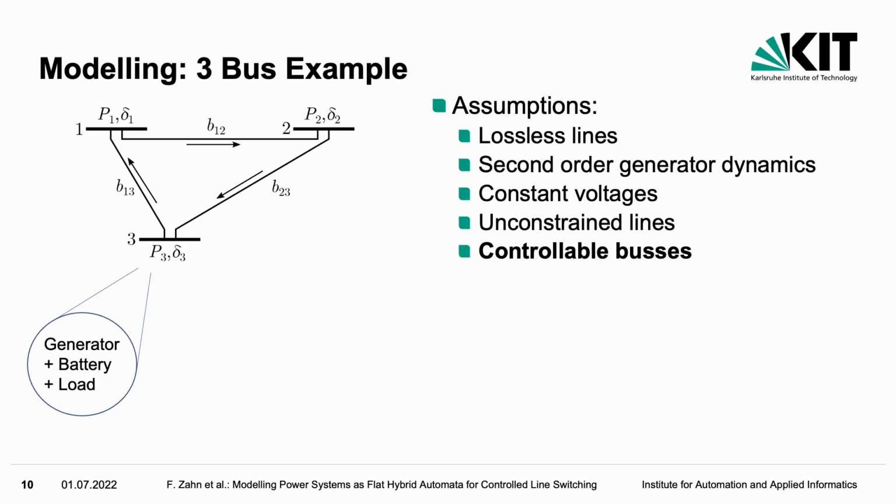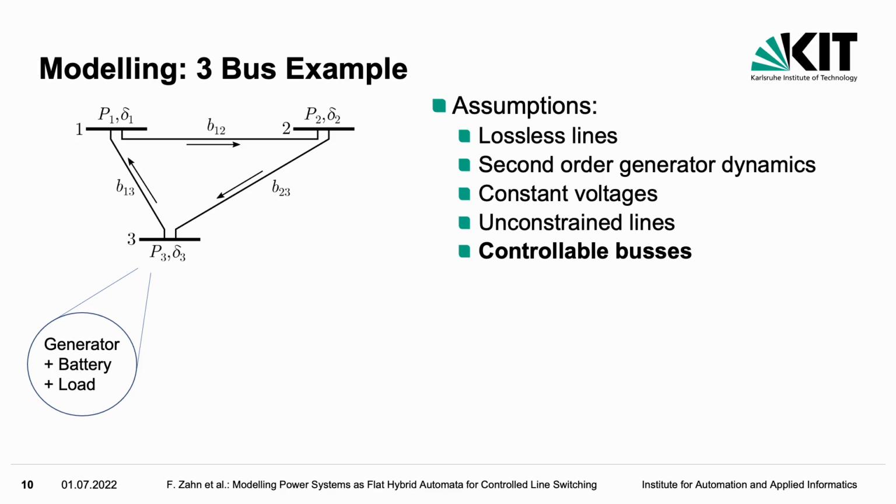The example that we looked at is a very small system with 3 buses and 3 lines. We made the assumptions that the lines are lossless, that the generators have second-order dynamics, that voltages are constant, which means that we don't have to take into account reactive power, but we only can look at active power, and that the lines are unconstrained. We further assumed that the buses are controllable, which is a common assumption in the microgrid literature.